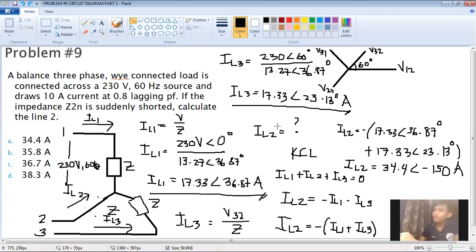Since we have the IL1 and IL3, we can also get the current in line 2 using the KCL. KCL is known as Kirchhoff's current law, where the sum of all currents is equal to 0. So current line 1 plus current line 2 plus current line 3 is equal to 0. Transposing, since we are talking about line 2, IL2 is equal to negative current L1 minus current for line 3.